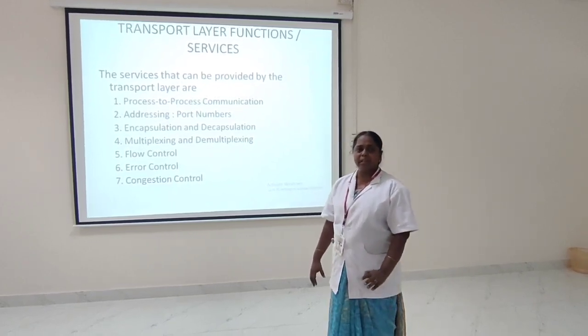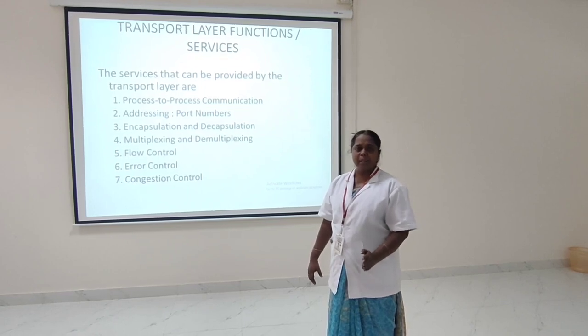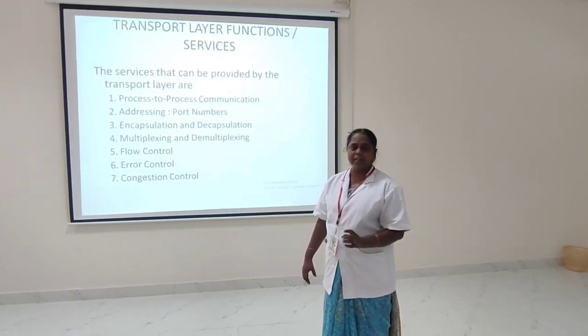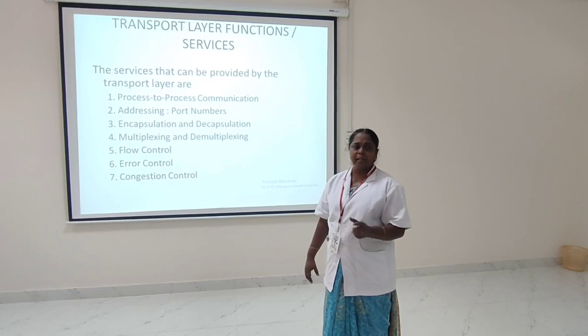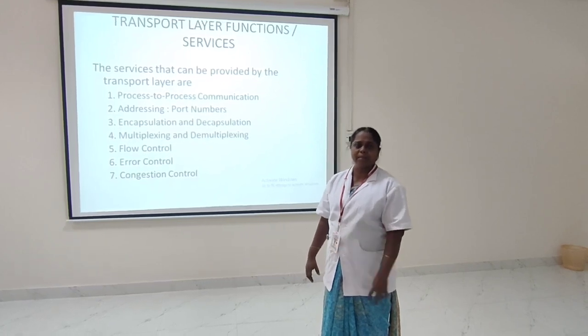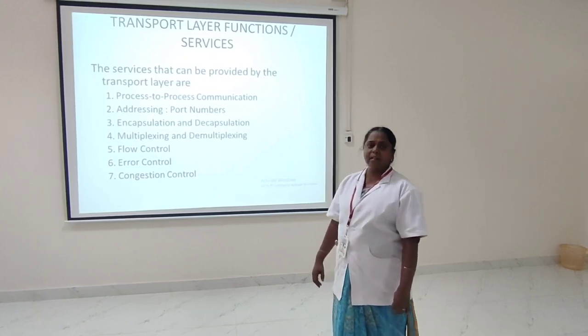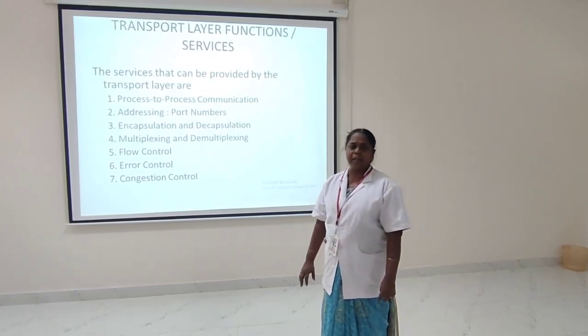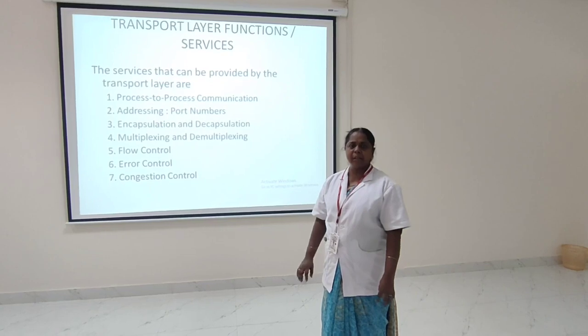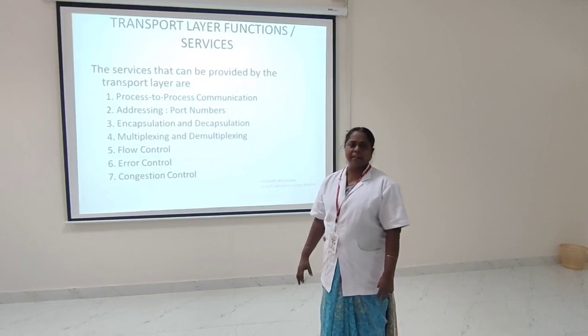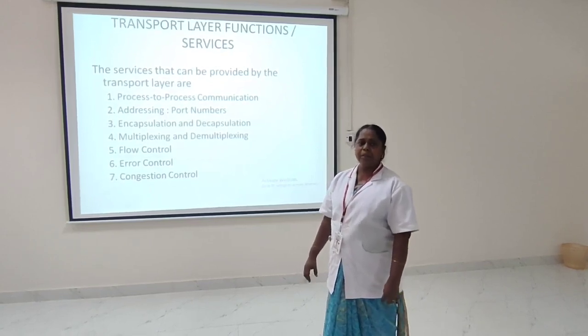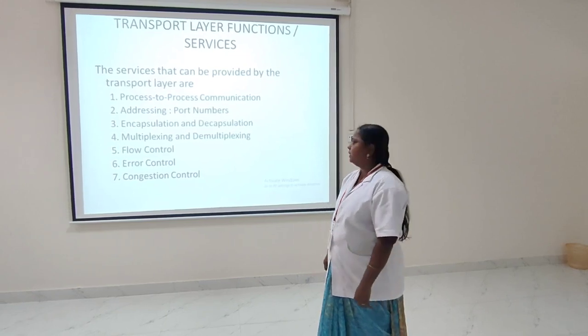The transport layer provides process to process communication. Process here means that a process in the source system's transport layer will communicate with a process in the destination system. Addressing: in the transport layer, the packet is sent to the end system by addressing of port numbers. So port numbers are specified in the transport layer.